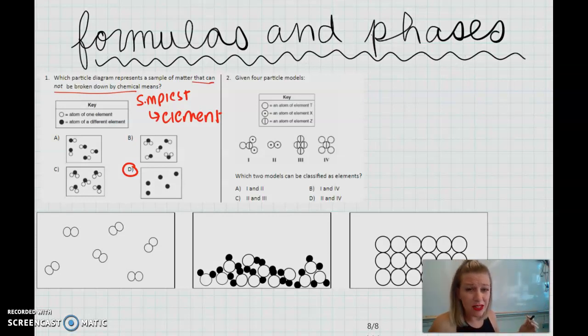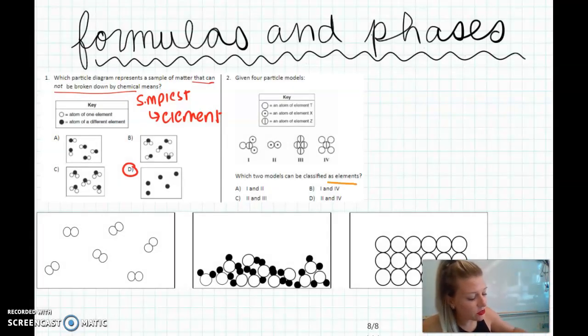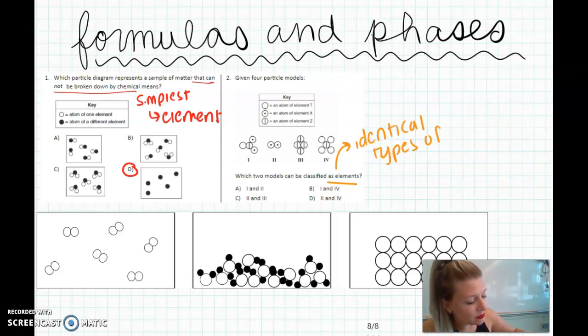All right, question number 2 here. And again, feel free to pause the video if you want to try the questions on your own first. So question 2 says, given the 4 particle models, which 2 models can be classified as elements? So remember, things that are considered elements are going to have the same type or identical types of atoms all the way throughout the sample. So if they have more than one type of atom, it cannot be an element, okay? So question number 2, let's take a look.